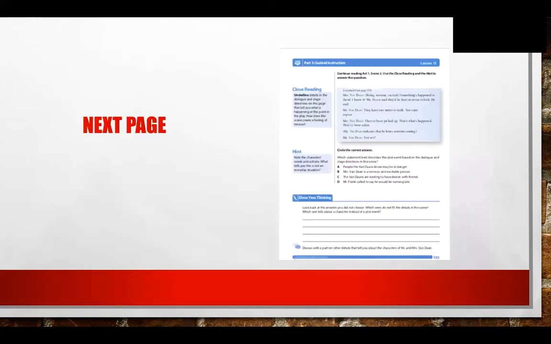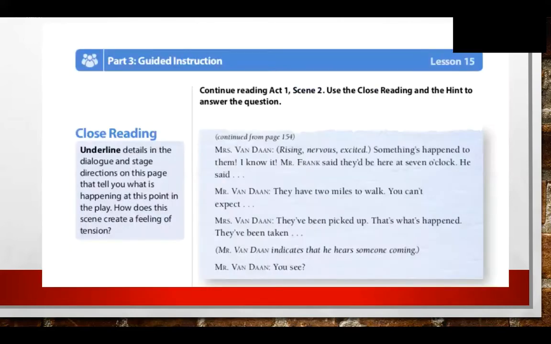That's fine. All right, the next page, this is what it should look like. We're on page 155, and again, we're going to break it down. This is continuing Act 1, Scene 2, so we haven't moved on to a different act or scene yet.